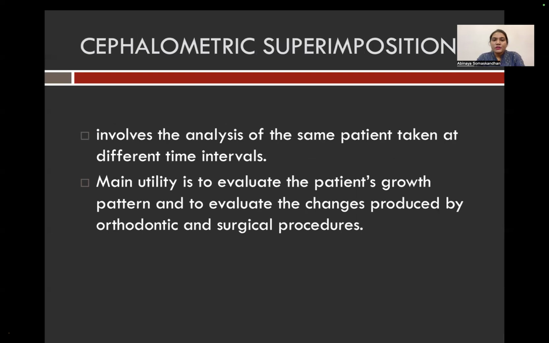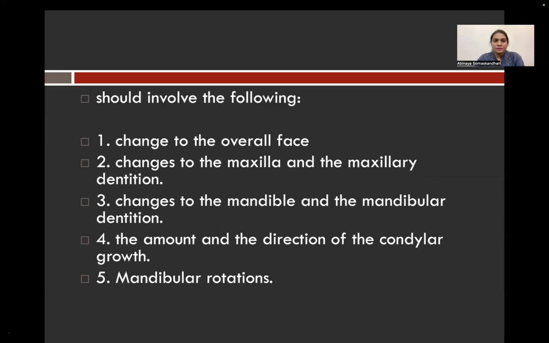Next, coming to cephalometric superimpositions. This basically involves the analysis of the same patient taken at different time intervals. The main use of this is to evaluate the patient's growth pattern and to evaluate the changes produced by orthodontic and surgical procedures. How it should be done should involve the following things.